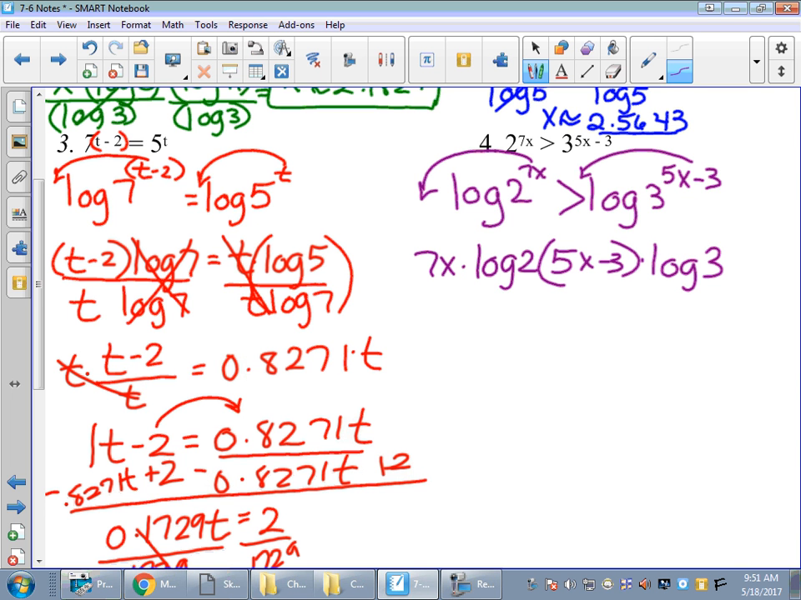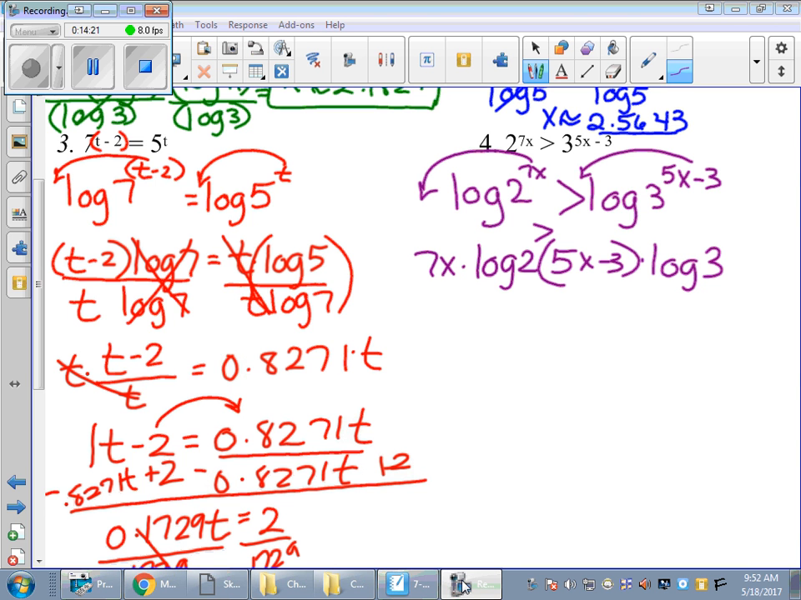Do I have my, oh, I forgot to put my greater than symbol in between there. So I think what we want to do is we can distribute the log. Hold on, give me 1 second.